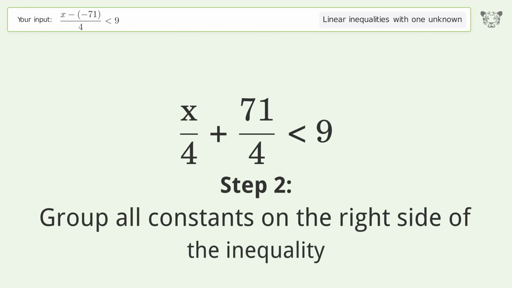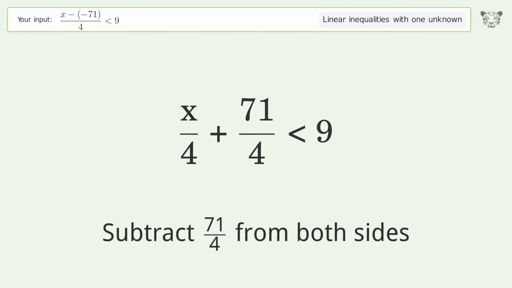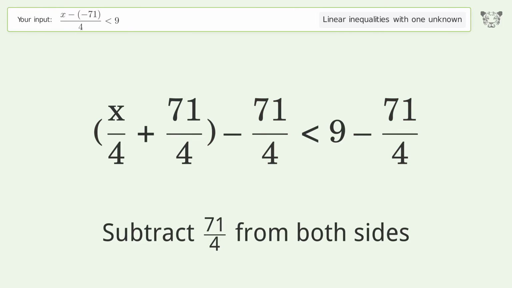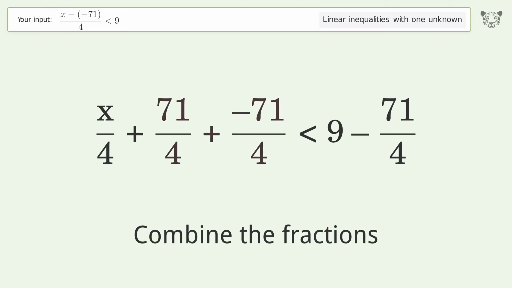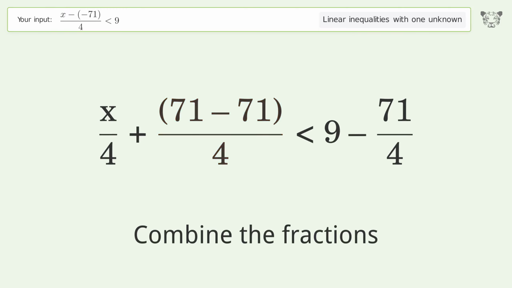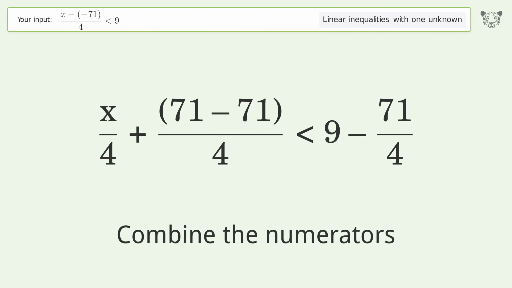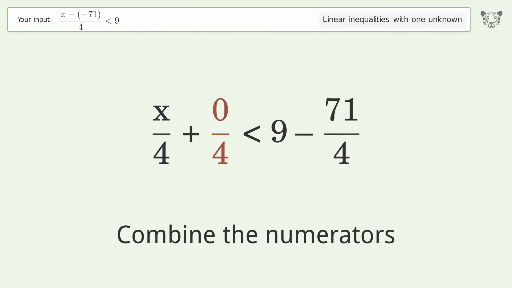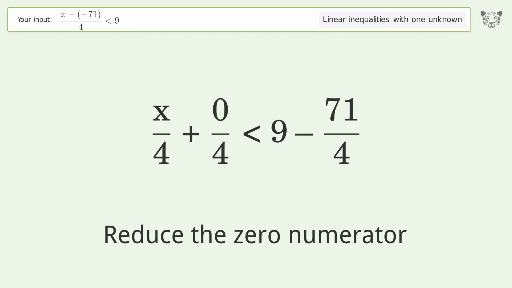Group all constants on the right side of the inequality. Subtract 71/4 from both sides. Combine the fractions. Combine the numerators. Reduce the zero numerator.